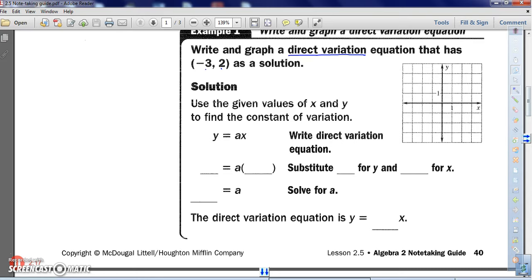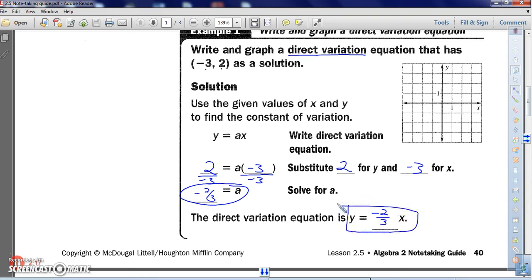So in this equation then, I'm going to replace y with 2 and x with -3. So 2 is equal to a times -3. Now we're going to solve this for a. So I've got to divide by -3 on both sides. So a turns out to be the fraction -2/3. Now of course that's our slope. So the direct variation equation would read y equals -2/3 times x.